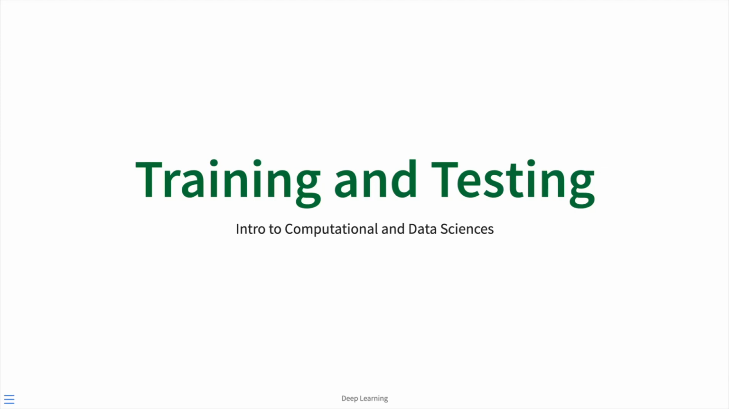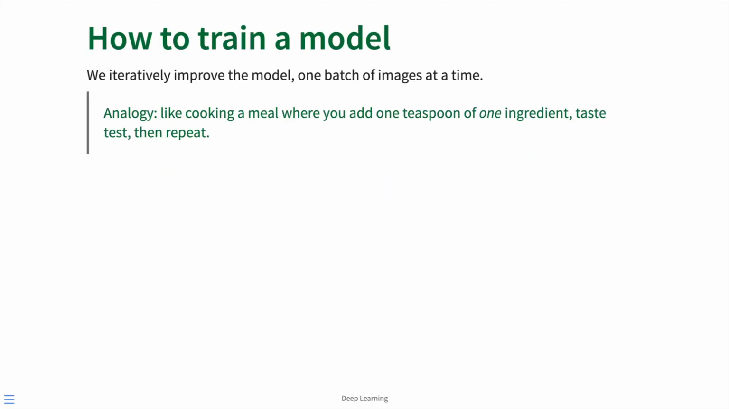In this video, we'll look at how we can train a neural network and then test the accuracy of our predictions. So we mentioned before that due to the size of the data sets that we typically use for deep learning models, we have to iteratively improve them by training on one batch of input data at a time, rather than trying to train on the entire data set as we've done in the past.